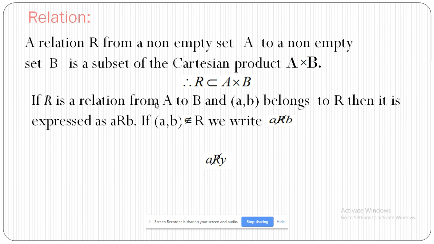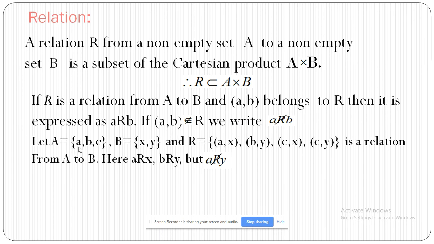If R is a relation from A to B and (a, b) belongs to R, then it is expressed as a R b. Okay? If an element (a, b) does not belong to R, then we express it as a R-cut b. So these are the expressions that an element belongs to a relation or not.